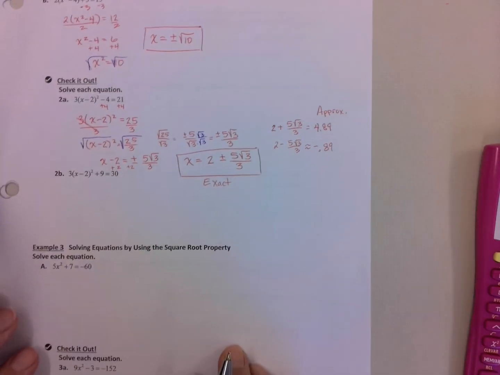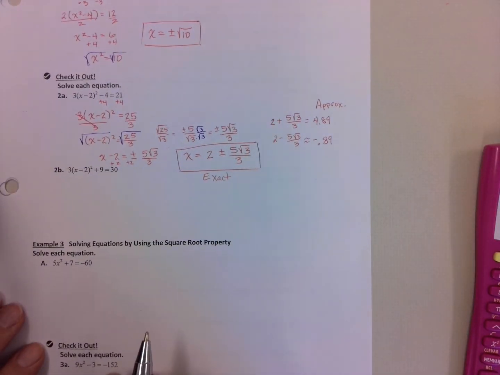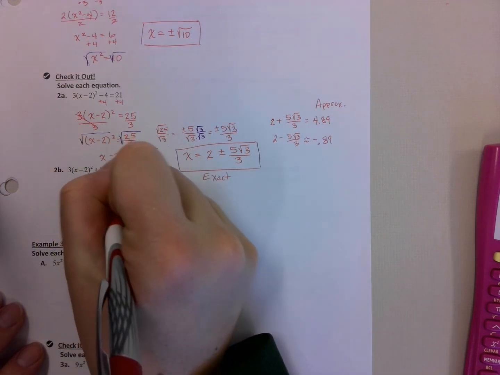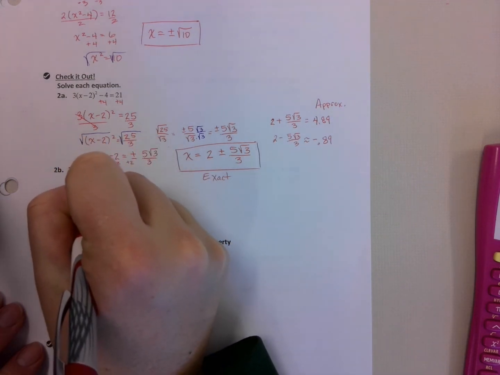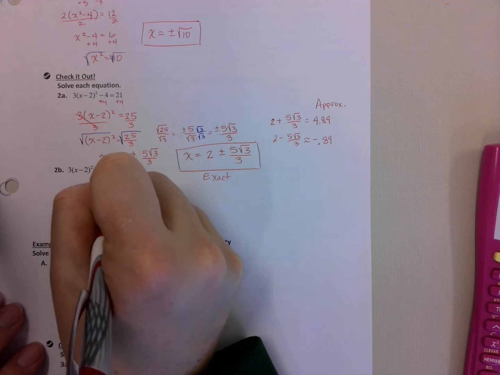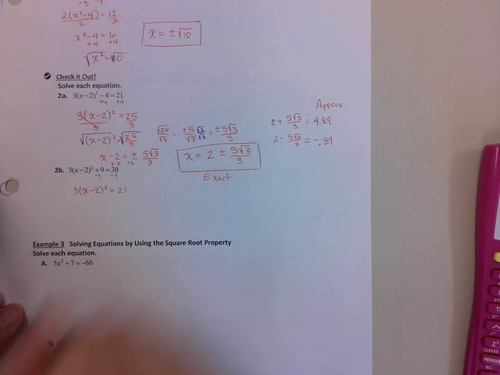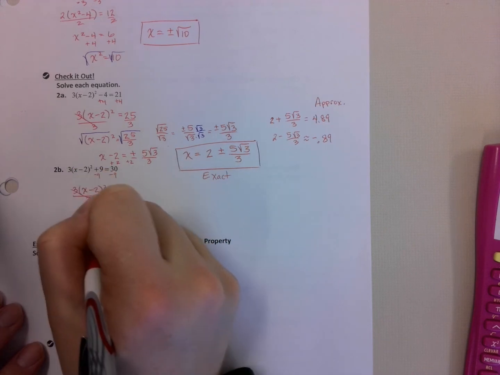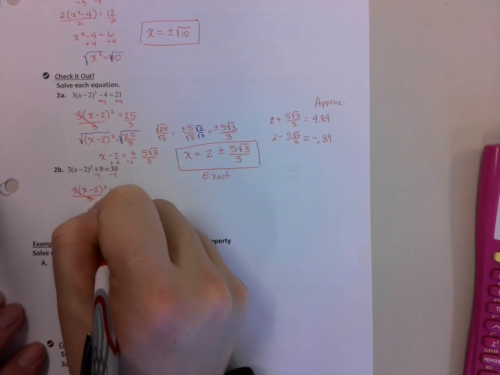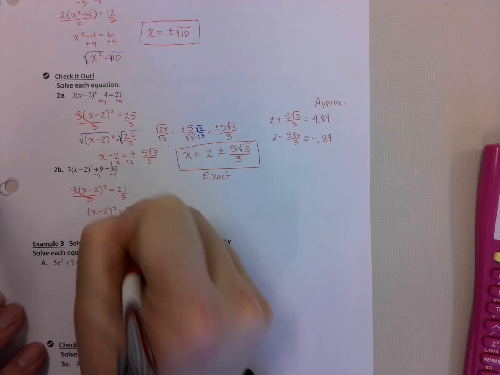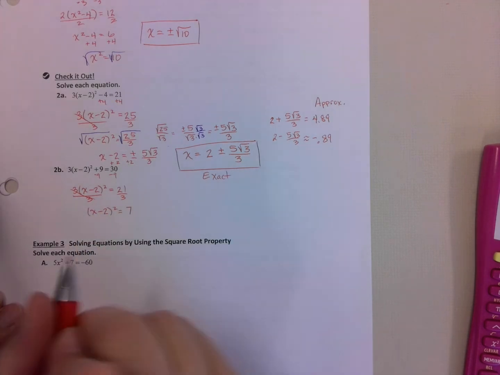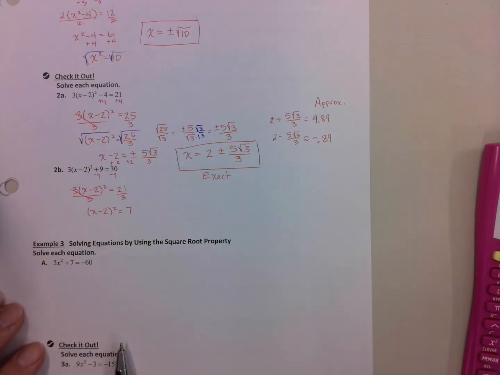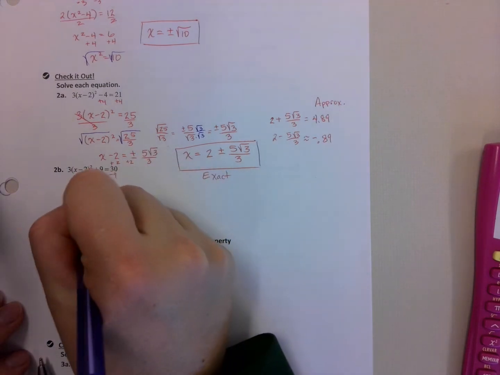All right, next problem. That one was definitely a lot. We're going to subtract that 9. So I get 3 times (x minus 2) squared equals 21. Again, divide by that 3 to get it out of there. This one works out a little nicer because I get a nice integer of 7. And then I'm going to take the square root to solve it.